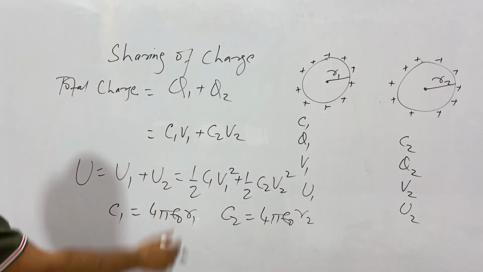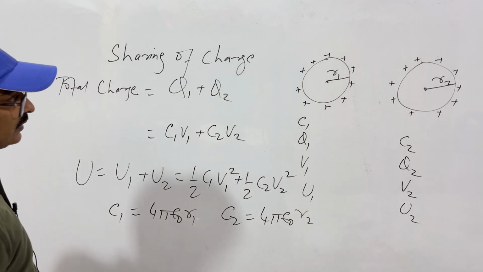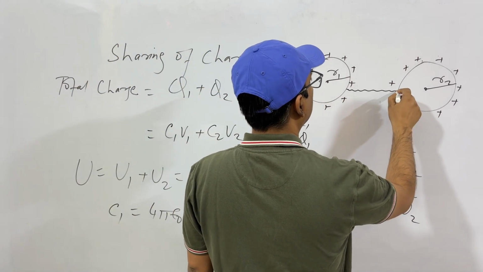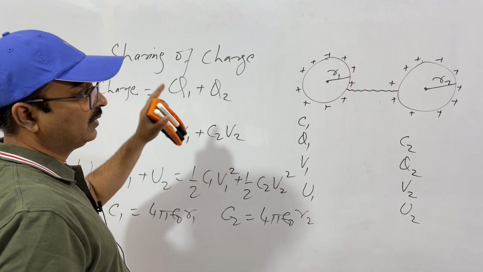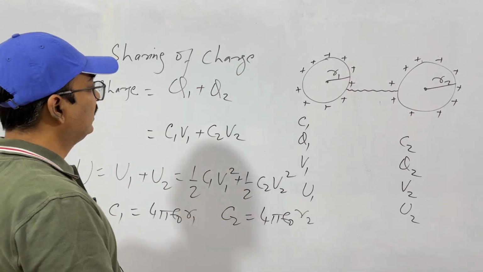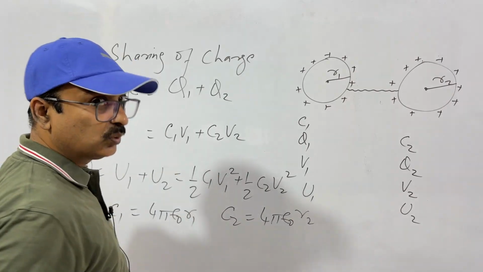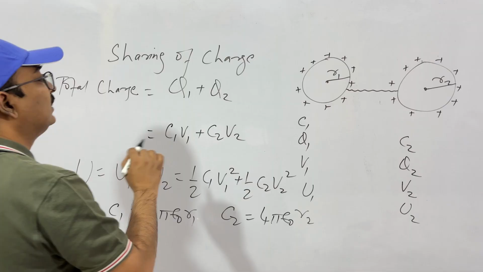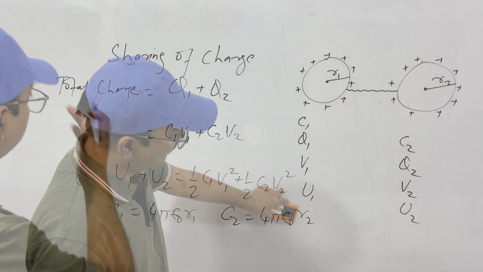Okay, before we connect the two spherical shells, this is the situation. Now let's say at this point we connect them. Therefore, from higher potential to lower potential, there will be a sharing of charge. That is, charge will flow from higher potential to lower potential till the potentials become equal. Let's say the potential at equilibrium is V, capital V.